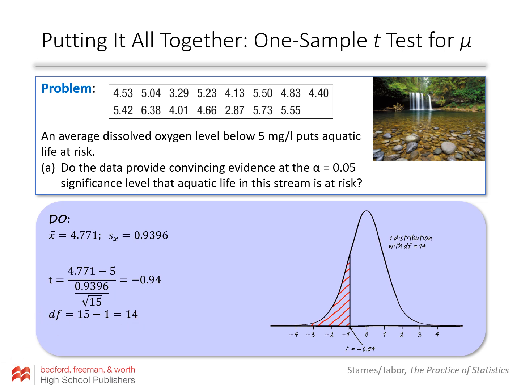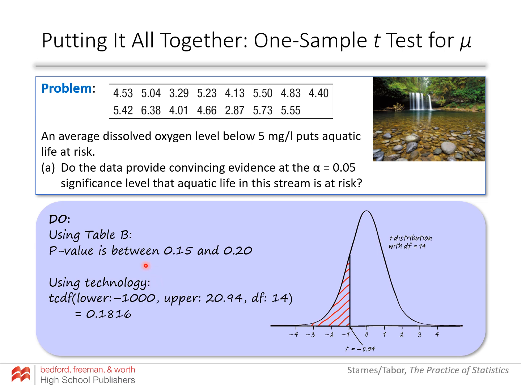Always list your degrees of freedom in your do, and we see that using table B, using our negative 0.94 T would give us between 0.15 and 0.20, and then if we use technology, TCDF gives us 0.1816, and this was a typo here. This is negative 0.94. Alrighty. So this 2 should have been a negative for some reason. But either way, put in the calculator, we get 0.1816. So either answer for your p-value is acceptable.